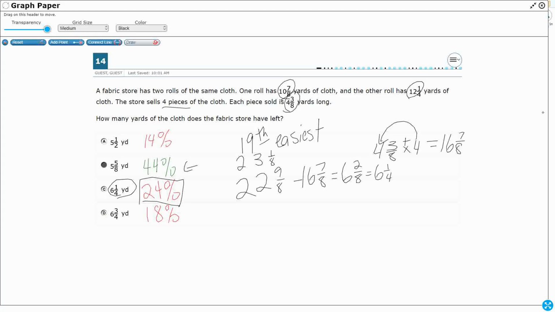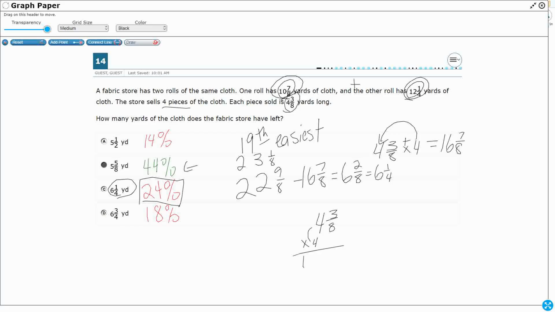So students that chose C most likely at least added these correctly, right? They found the common denominator, they added those. The issue became, how do we multiply a whole number by a mixed number? So that is probably something that we could use a little bit of extra practice on, right? If you set it up like that, it still looks a little bit weird.